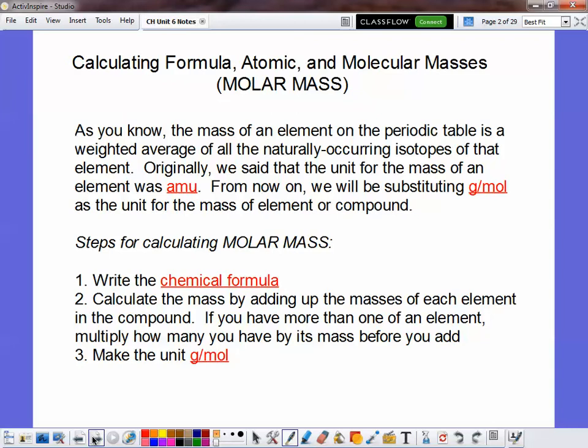So you're going to write the chemical formula. Then you're going to calculate the molar mass by adding up the masses of each element in the compound. If there's more than one of a particular element, you're going to multiply its mass by how many you have before you add. And then again, the units are grams per mole, G/MOL. Are we ready to go to the next page?